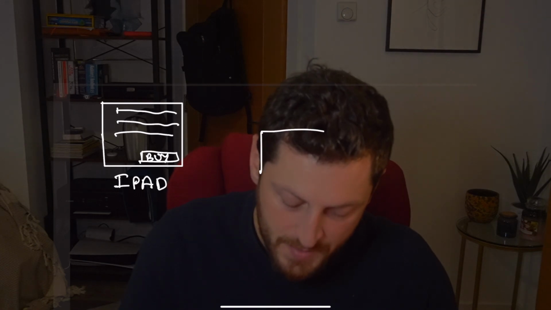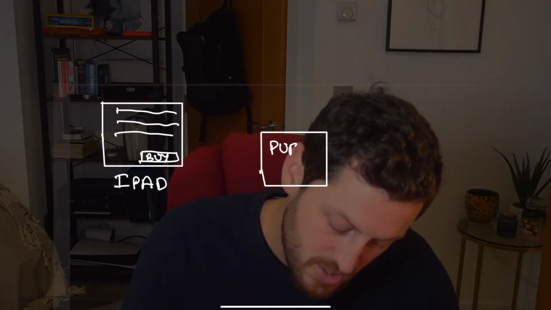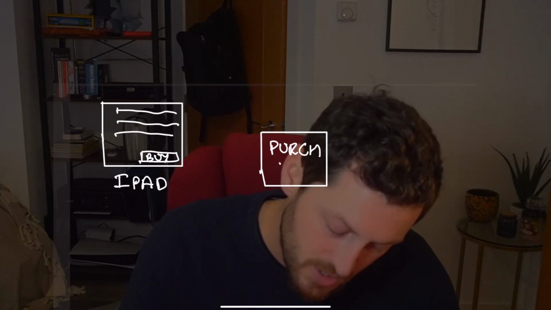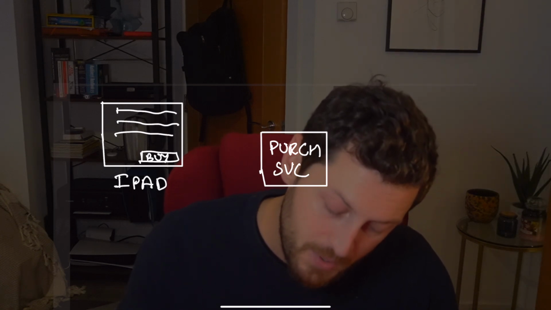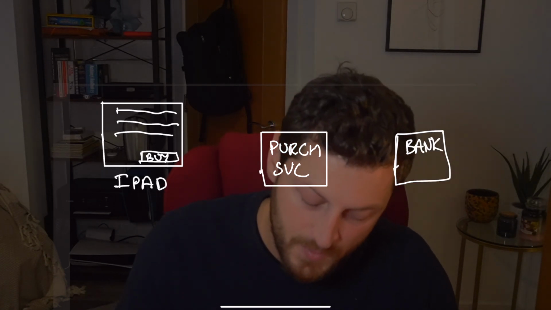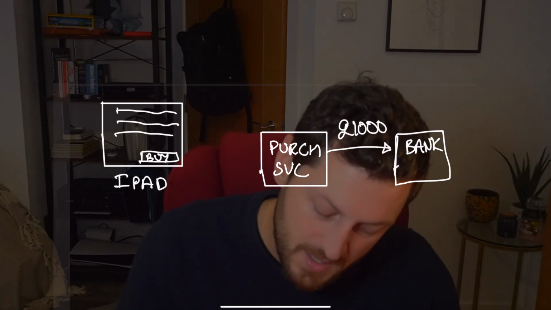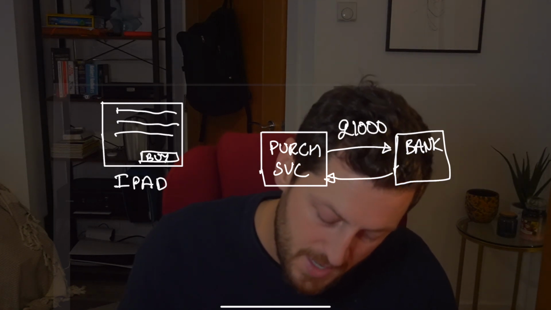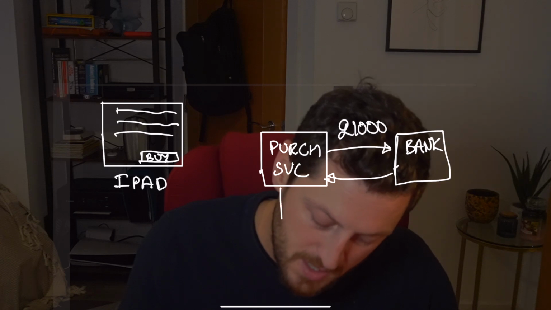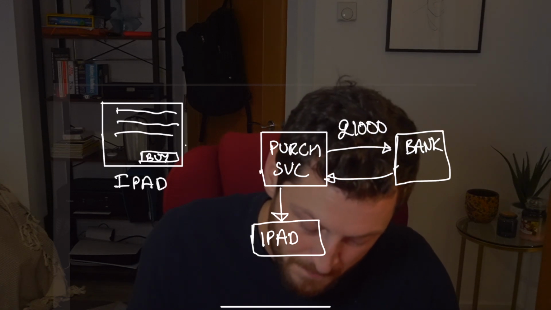Now imagine behind the scenes, there is a purchase service, so we'll imaginatively call it purchase service. This purchase service is going to go off to the bank, and it's going to request the funds for the iPad. So it's going to say, I want £1,000. And the bank is going to say, sure, here's your £1,000. And when they receive that response, they're going to dispatch the iPad. So the iPad is going to be sent to the user, to the person who bought it, right?